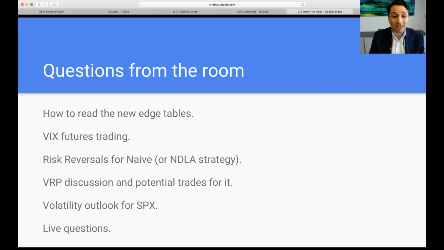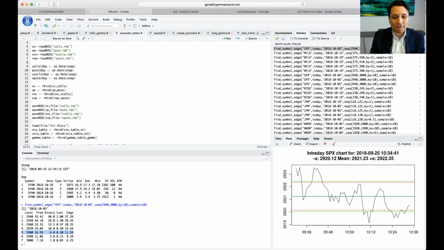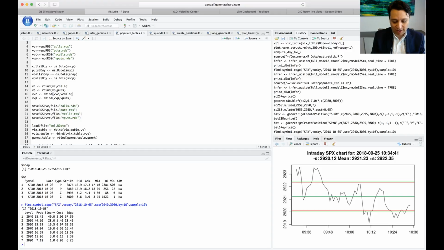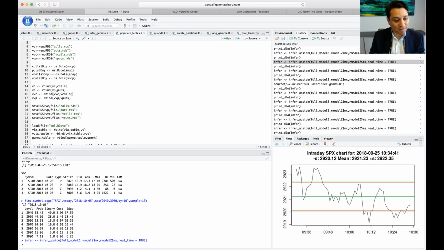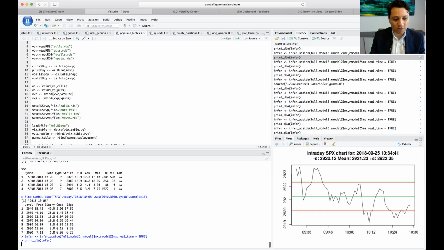We have another question, which is about risk reversals for the NDLA strategy. That's a fantastic question. You know that we have the NDLA trades. Let's check quickly on an NDLA trade right here. Let me do it for you really quickly.